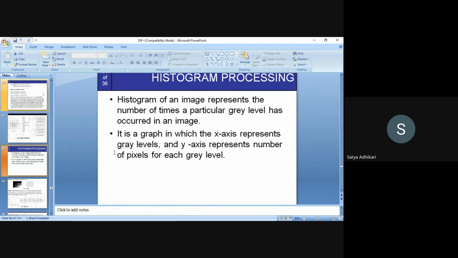Another technique represents graphically the different gray level values, the frequency of the gray level values for a particular image. It's a two-dimensional graph with an x axis and a y axis.